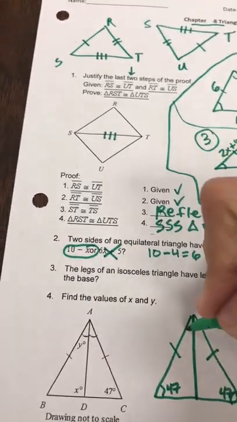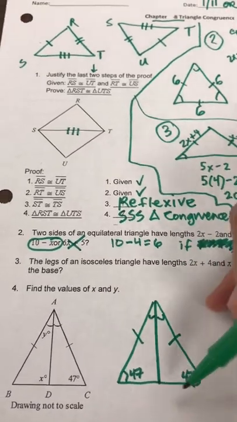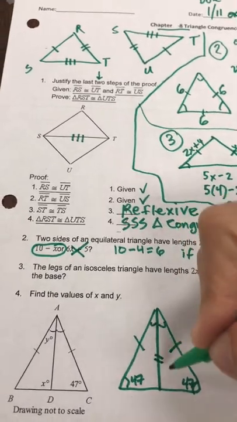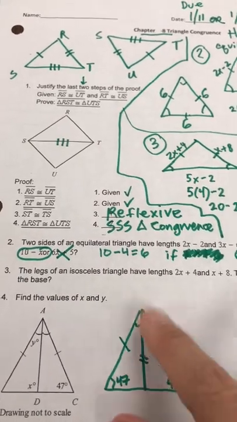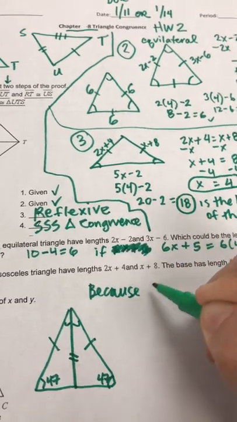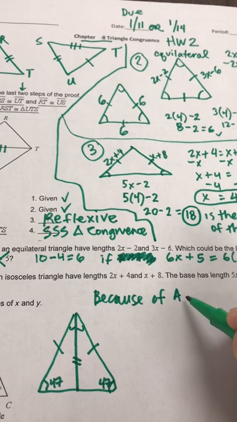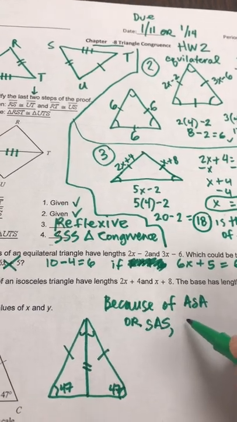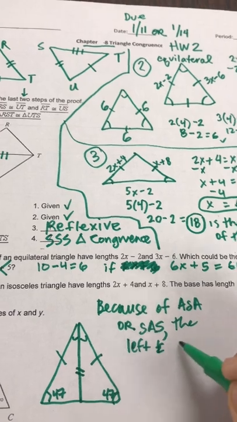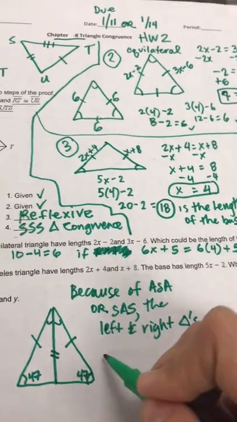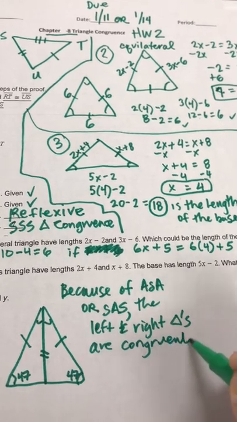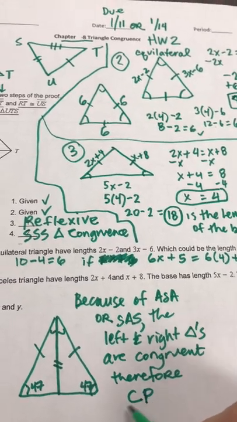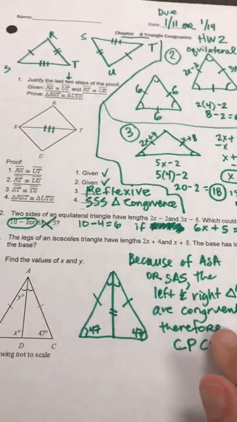They told us these two necklaces are a match, necklace, necklace. So in fact, because of angle, side, angle, notice this side has to be equal in both the left and the right triangle. So side, angle, side. Because of angle, side, angle, or side, angle, side, the left and right triangles are congruent. Therefore, we know their corresponding parts must be congruent. That's CPCTC. So this is applying CPCTC.